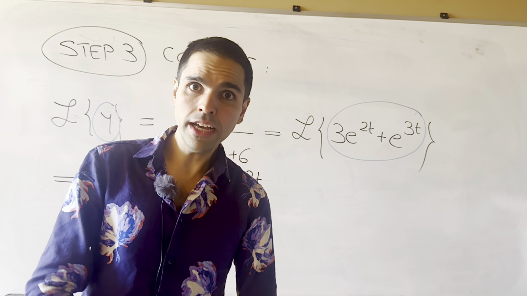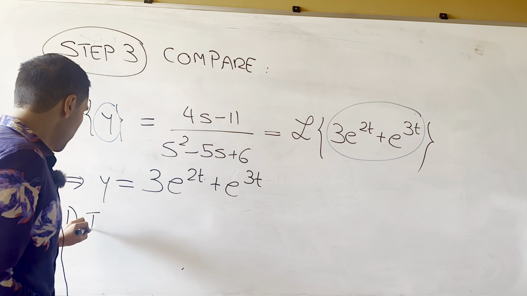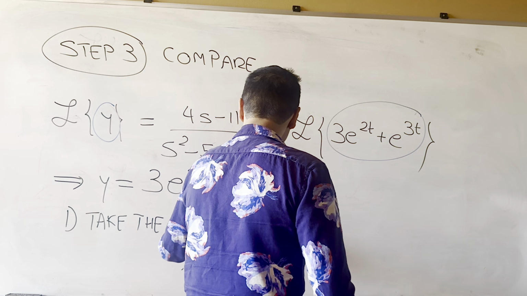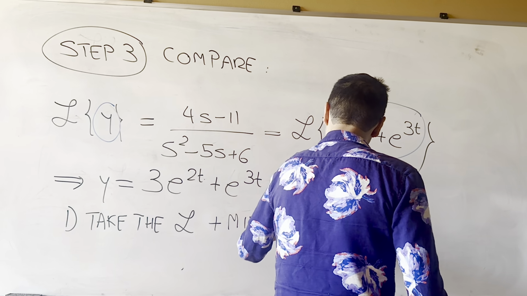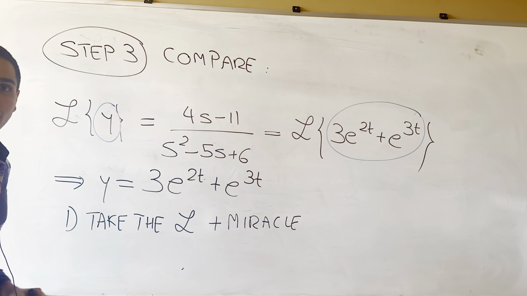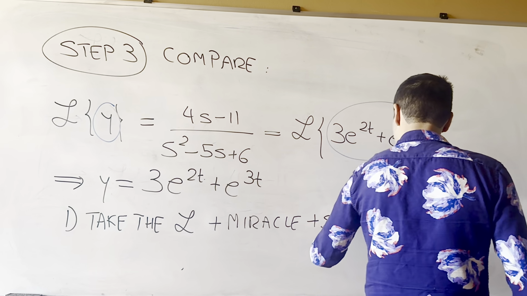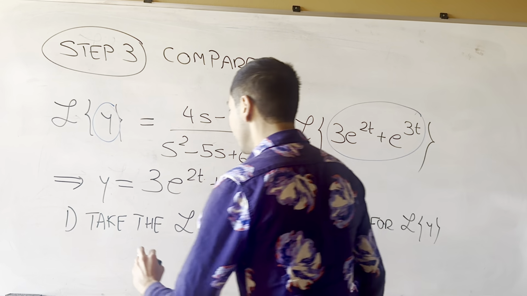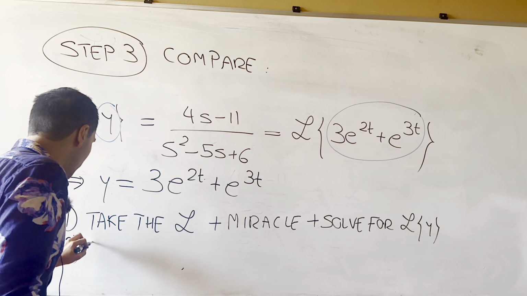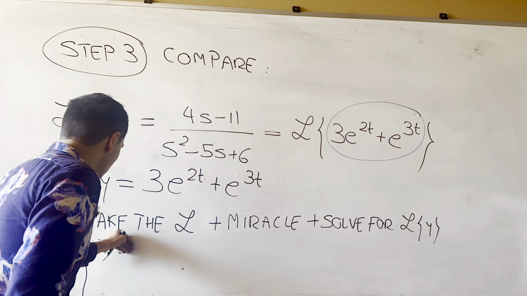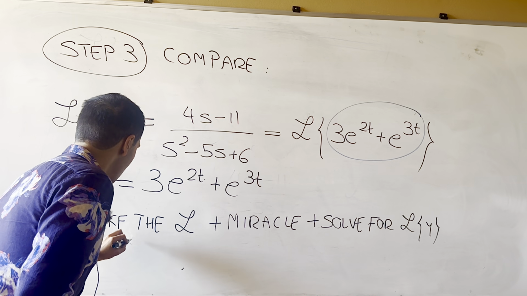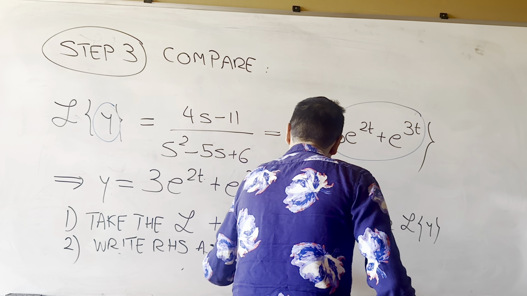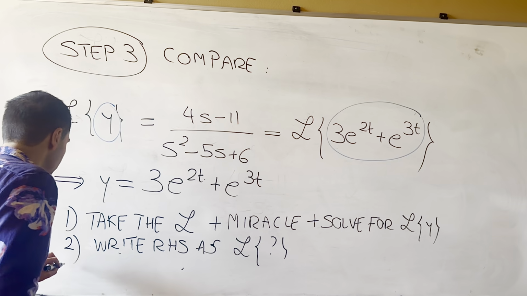So, just to summarize, there were 3 steps. One was take the L, and then we have a miracle, and solve for L of what? Then the second step was recognize the right-hand side, or write the right-hand side, as L of something. And then the last thing is compare.